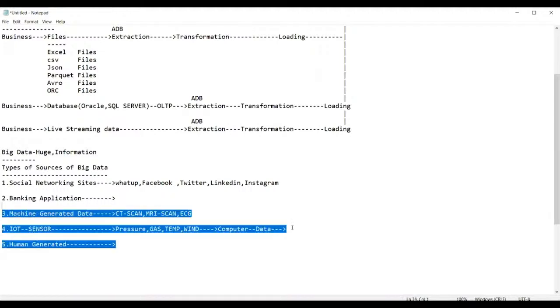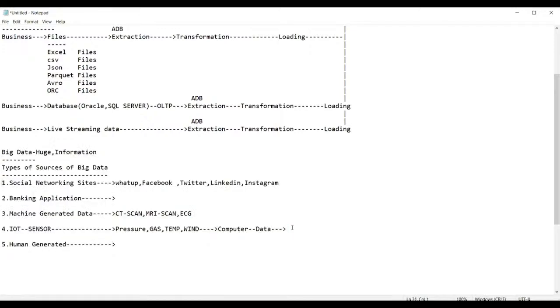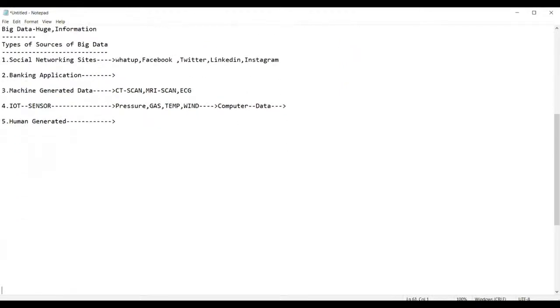But this big data has some categories, that means we can say types of big data. We can have various types of data. Now, what are the types of big data? Generally you will have the following types.